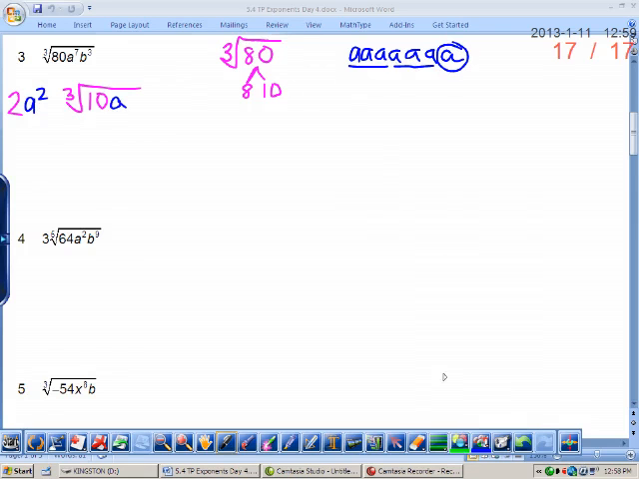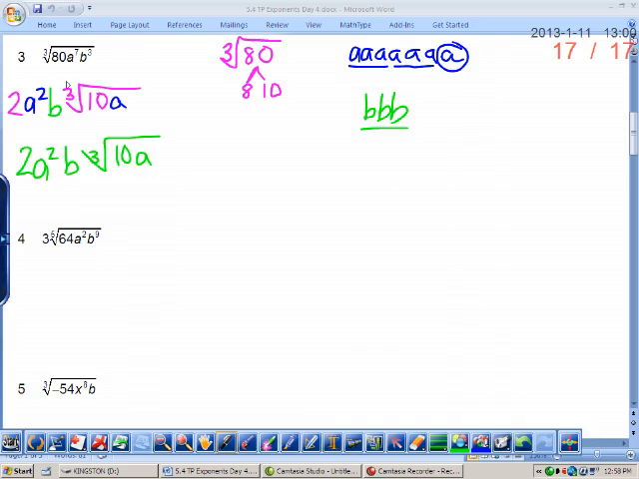All right. Last we have b cubed. Well, b cubed is just b times b times b. That's a set of 3 right there. So what gets to come out? B. Do you get rid of that little thing right there? Nope. Still the cube root. So this is 2a squared b times the cube root of 10a.